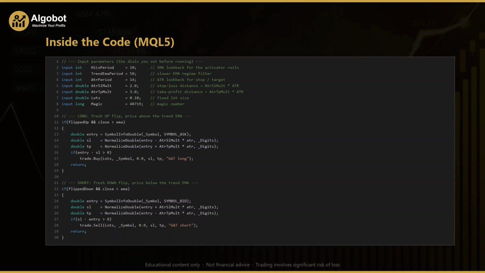At the top are the input parameters, the dials you can adjust before running it. HiLoPeriod, set to 10, is the lookback for the activator rails. TrendEmaPeriod, set to 50, is the slower moving average filter.